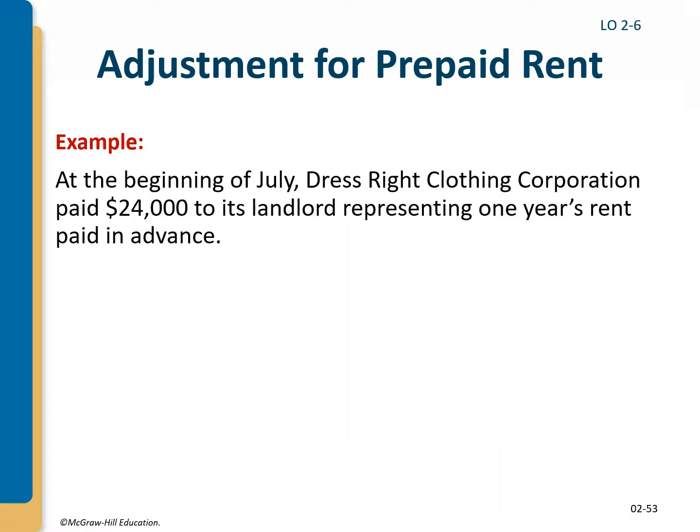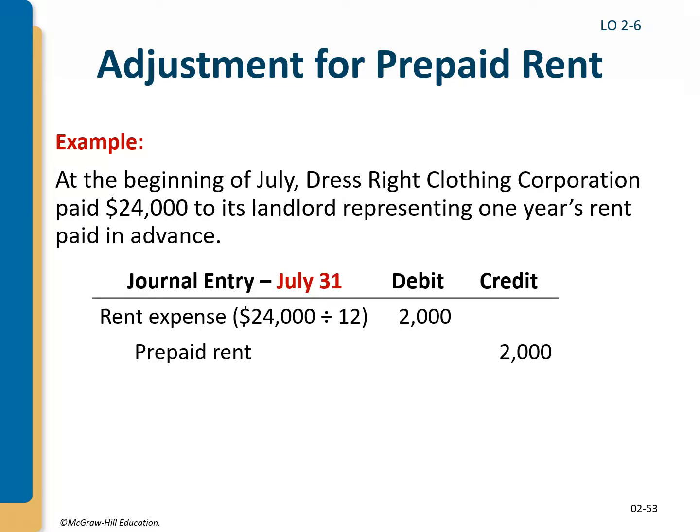Here's our prepaid rent. Remember, at the beginning of July, Dress Right Clothing Corporation paid $24,000 to its landlord for 1 year's rent. On that day, they debited prepaid expense and credited cash. Well, as of July 31st, the end of the first month, 1 month's worth of that rent, or $2,000, $24,000 divided by 12 months, has become an expense. They've used up that part of the rent.